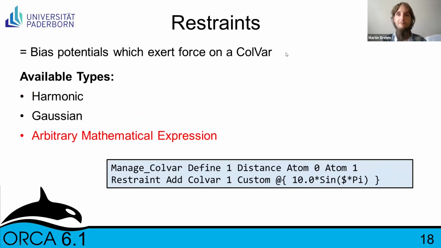A similar thing we also have for restraints. Until now, we have harmonic and Gaussian restraints, but you can now use arbitrary mathematical expressions to define your restraints. In this example, we define a distance CV, and then we add a restraint, which is a sine function of the distance. It is, of course, physical nonsense, because the potential energy of this restraint would go up and down, but you can do it by entering any expression here.